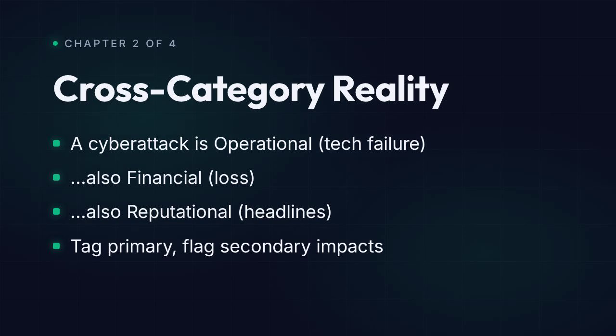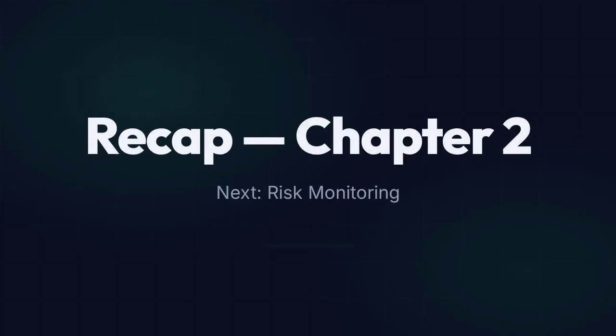Quick exercise for you. Pause the video and try to assign 3 risks from your own organization to one of these 4 categories. Notice how some risks straddle multiple categories. A cyber attack, for instance, is operational because of the technology failure, but also financial because of the loss, and reputational because of the headlines. That's normal. Use the primary category for ownership and flag the secondary impacts in your risk register.